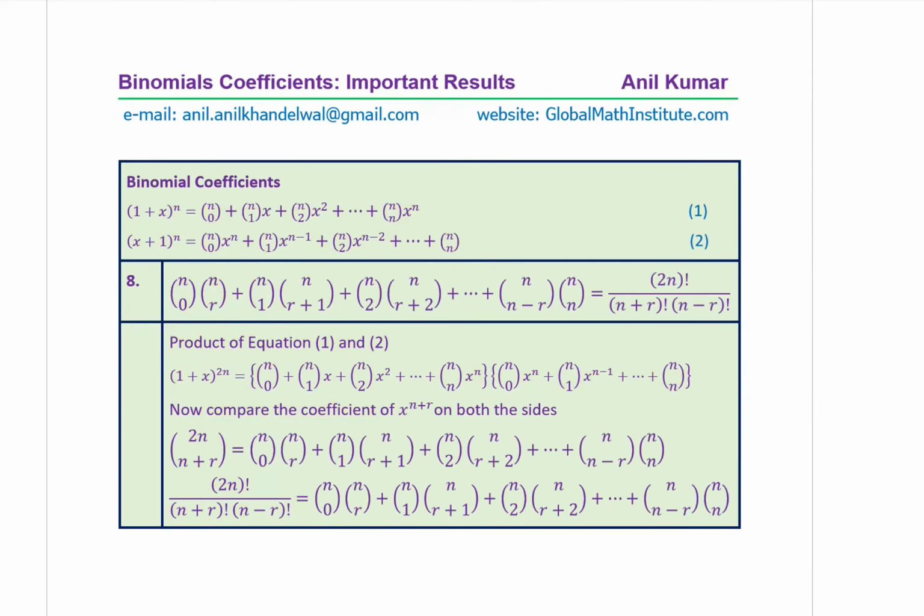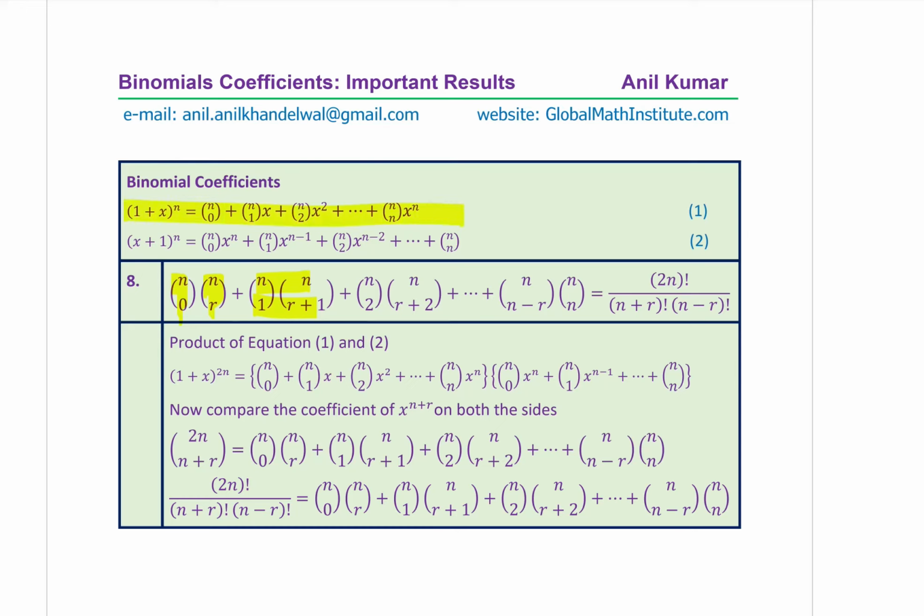Now let's take the next example. Last time it was consecutive coefficients. This time it is nC0 with nCr, right? So we skip by r. So nC1 and nC(r+1). So we're skipping by r to multiply. Do you get the idea? So the concept is the same.